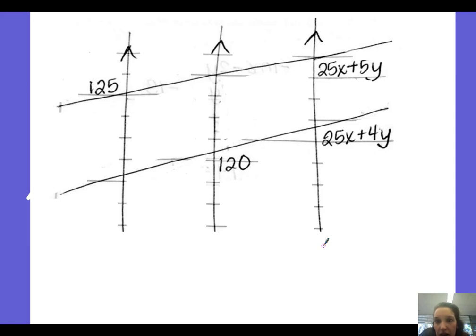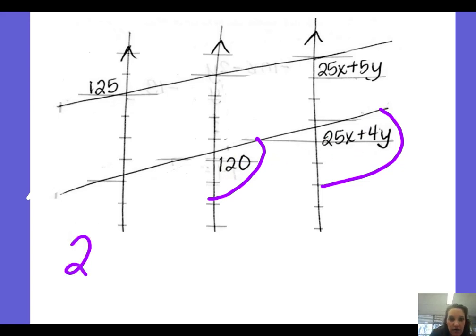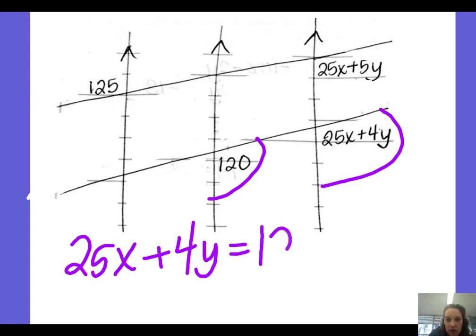So there's a couple different ways that you could do this. So I'm going to sort of talk you through all the different equations I could set up. The first thing I notice is this angle right here and this angle right here are corresponding. So if they're corresponding by the corresponding angles postulate, since those lines are parallel, I can say that these two angles are going to be congruent. So I can say 25x plus 4y has to equal 120. That's my first system of equations.